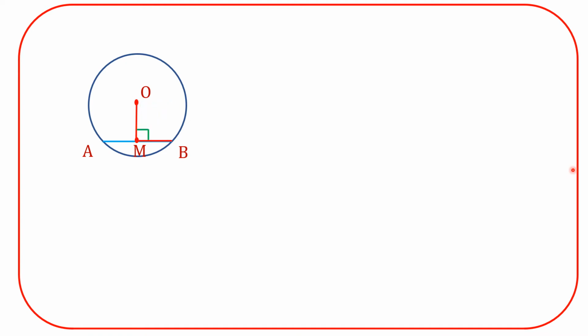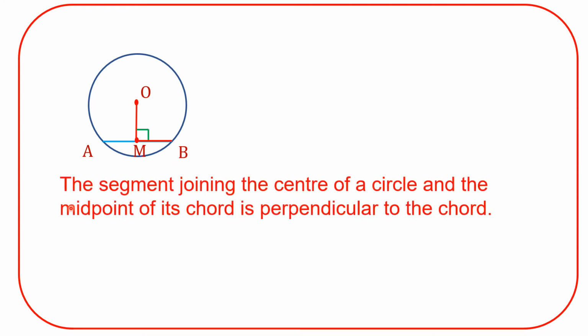This is perpendicular. These two angles are in a linear pair. One is 90 degrees, so the remaining is also 90 degrees. From this, we conclude that segment OM is perpendicular to AB. So write down the property. The segment joining the center of the circle and the midpoint of its chord is perpendicular to the chord.